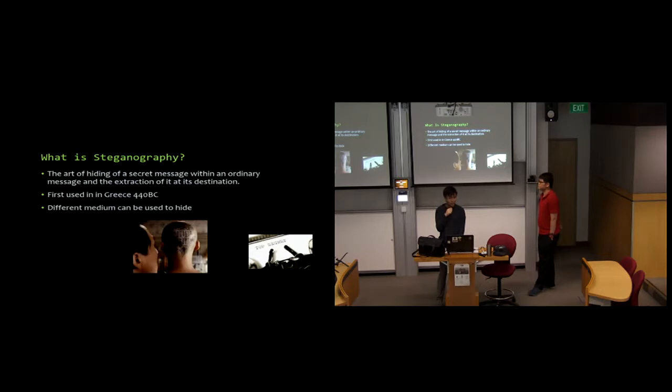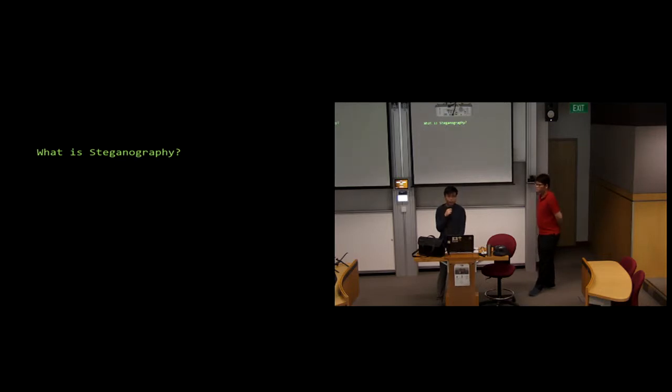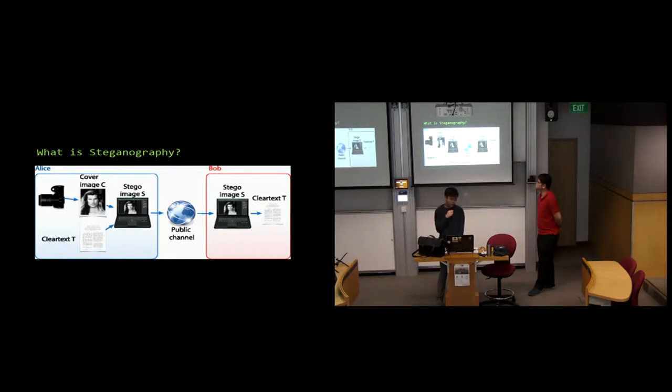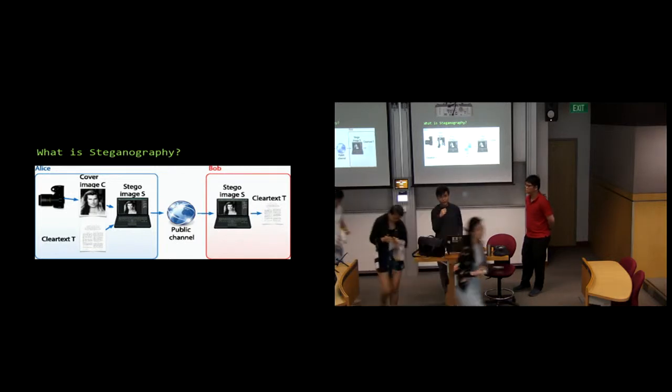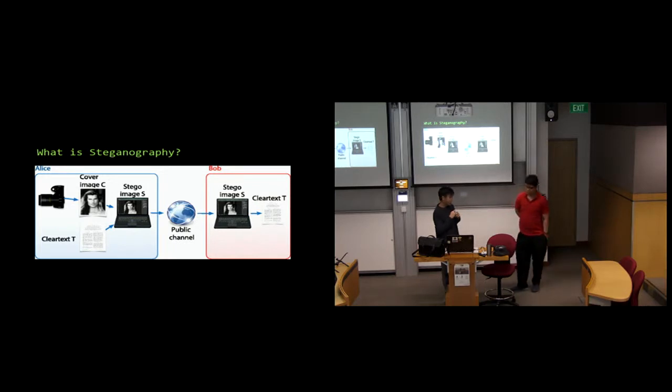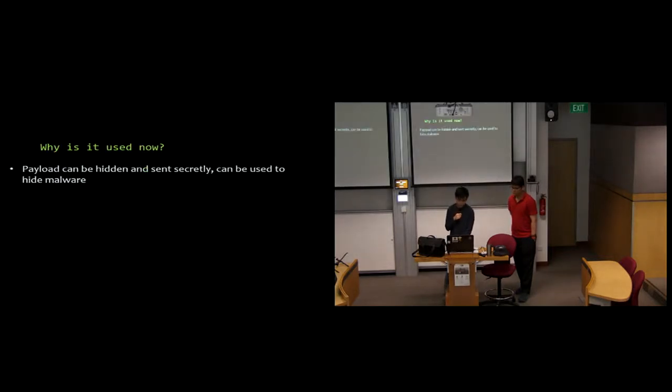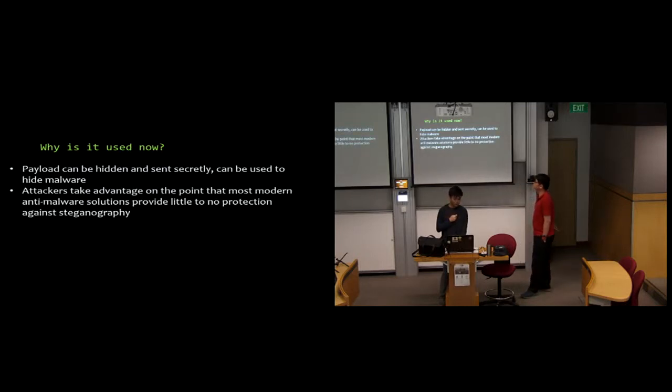So different mediums can be used to hide the message. So in modern times, steganography is a lot more secure. So we can use a software to hide clear text within images, and then the recipient of this image can then use the same software to get the text from the image. So people use steganography nowadays to hide payloads within innocent looking files so that antivirus cannot detect these payloads, and we can then take advantage of this point to send malicious code into a system.